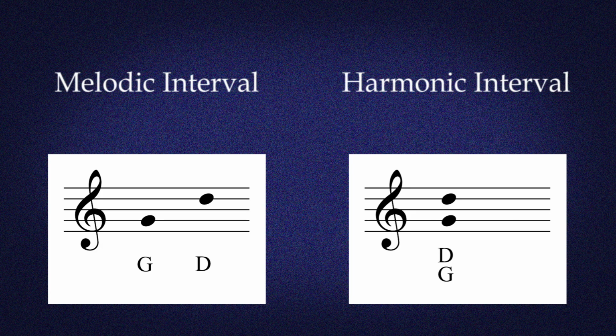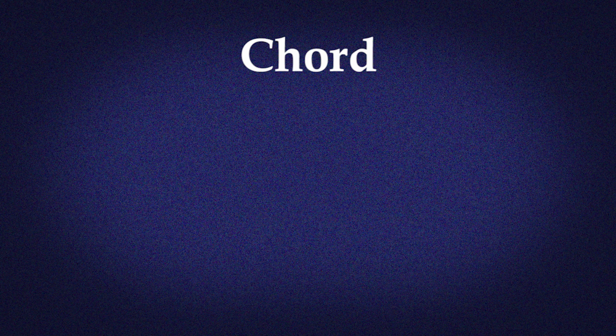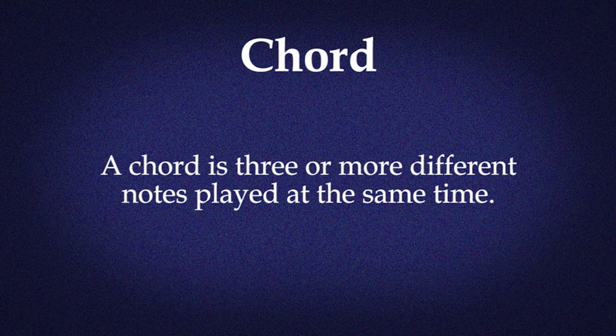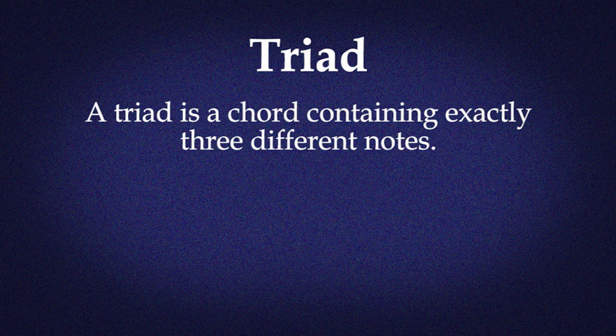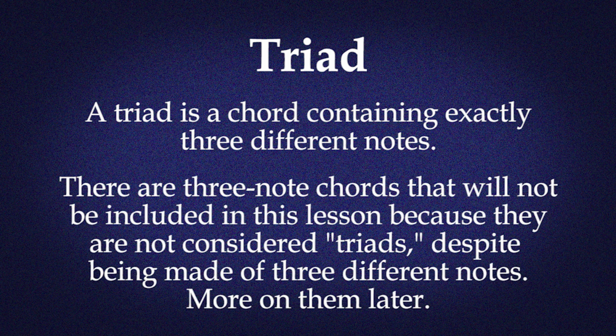When there are more than two notes, it's called a chord. Chords are defined as three or more notes played together. The most basic of these are called triads. Triads are, as the name suggests, chords that have three notes. Now, these are not the only chords that have only three notes, but they are the most important.